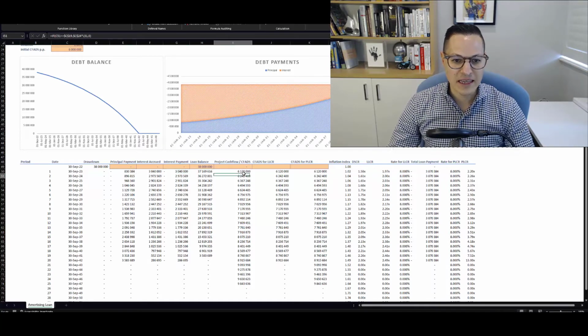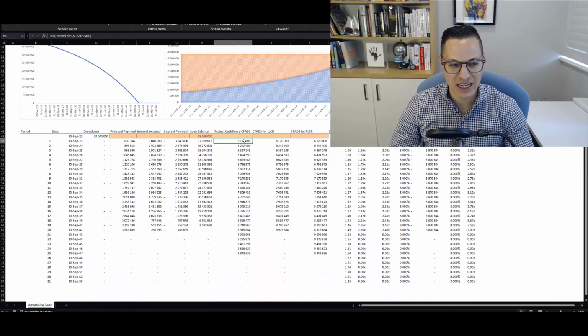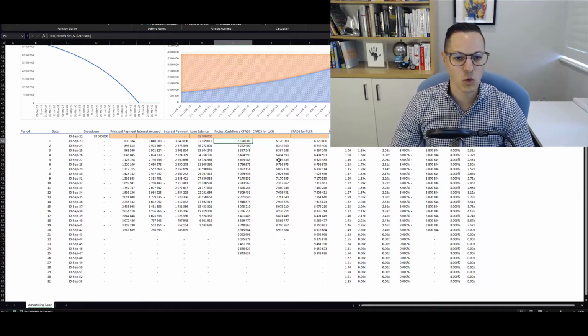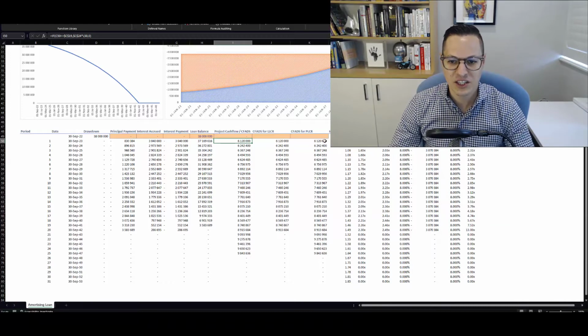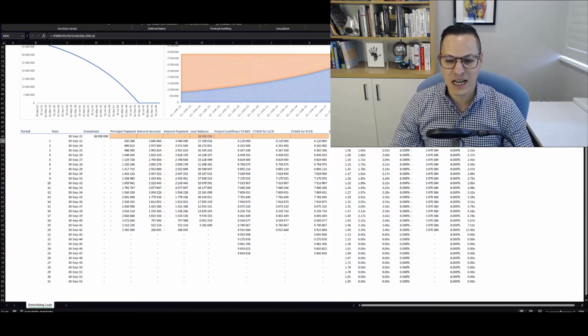So the project cash flow is the 6 million starting off with, but increasing by 2% per annum. So it's already increased by 2% for the next year. And we say we've got 6.1 million and we're going to divide it by roughly the 3.9 million over there to calculate the debt service coverage ratio. Can we cover our debt in a single period? And we see we can. The number over there is 1.58 times.